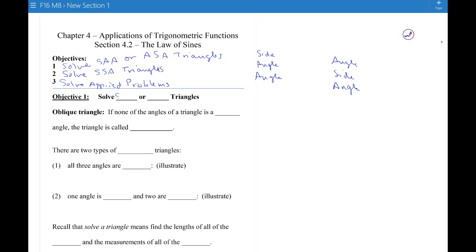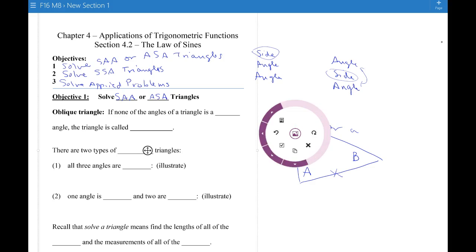So the first objective is going to be to solve SAA or ASA. So side, angle, angle means you know 2 angles. So say you know angle A and angle B, and then it's the side that's not in between them. So it would be ASA if it meant the side in between the 2 angles. So that's a different case. So if you knew side length B or side length A, then this would be an SAA triangle.